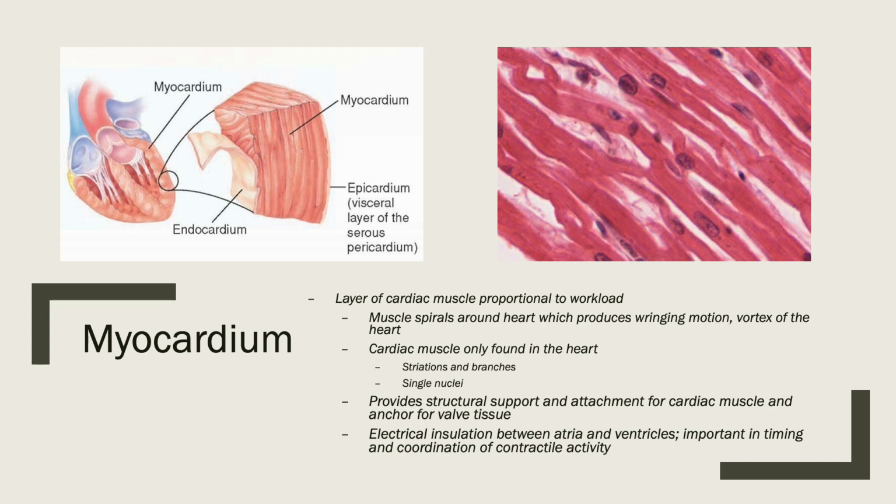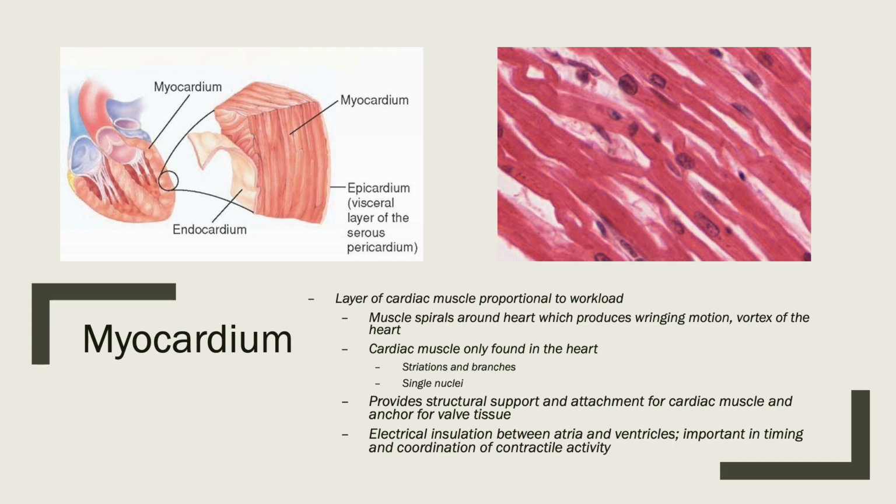The way it looks is it has striations with branches, and it's single nucleated, meaning one nucleus per cell. And if you look at this picture on the top right, that shows you how it looks like strings, but it has little branches coming off those strings. They're not perfectly straight as skeletal muscle would be. And they only have one nucleus per cell. They're not multinucleated.